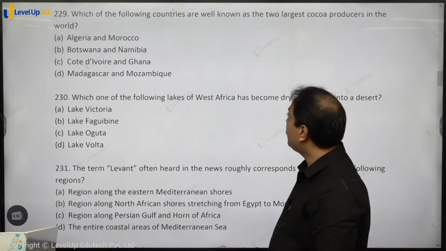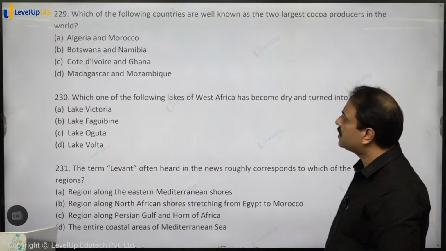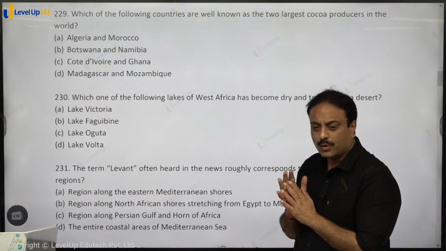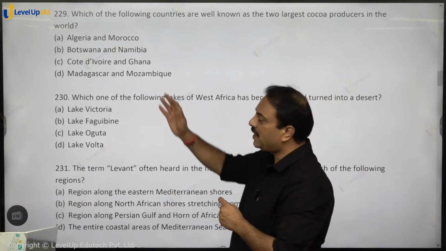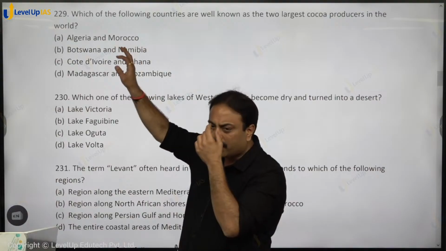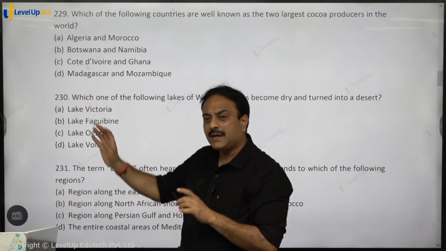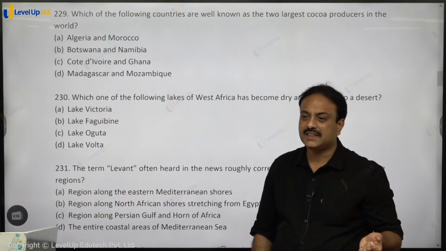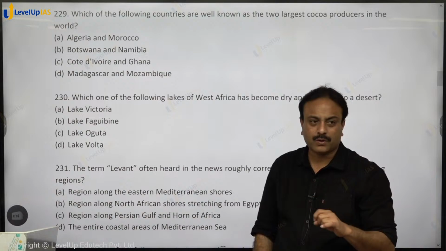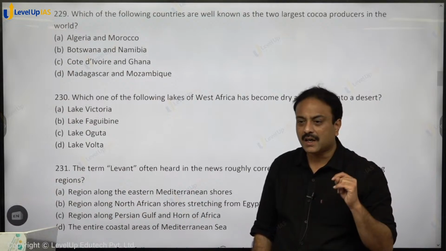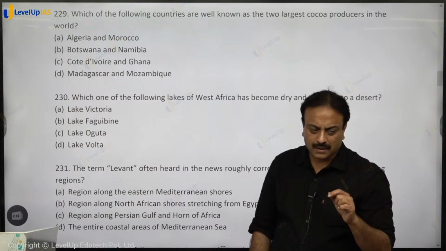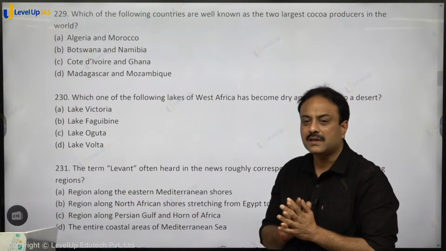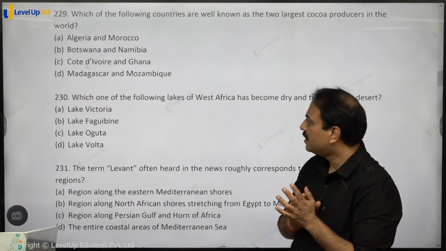Which of the following countries are well known as the two largest cocoa producers in the world? Algeria and Morocco. They are in the Mediterranean region. Algeria is known for oil, and Algeria and Morocco both are known for citrus fruits. Morocco is known for oranges. There is a place in Morocco, Casablanca, one of the largest places in the world known for oranges. The capital Rabat is also known for citrus fruits.